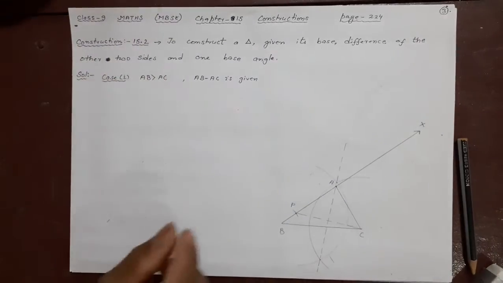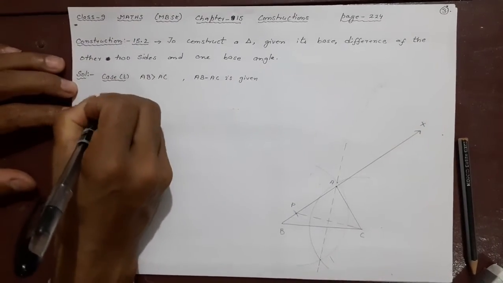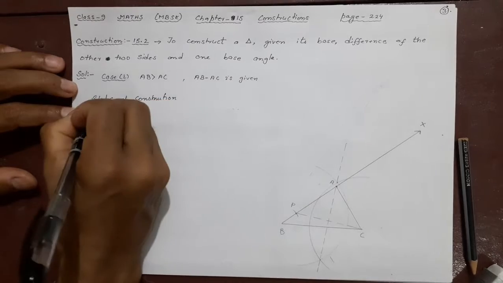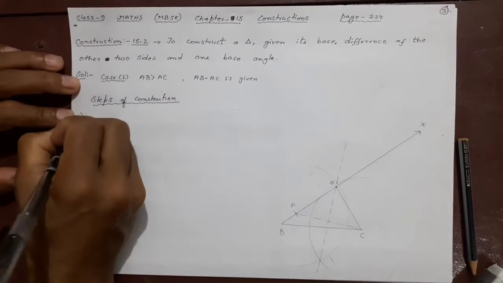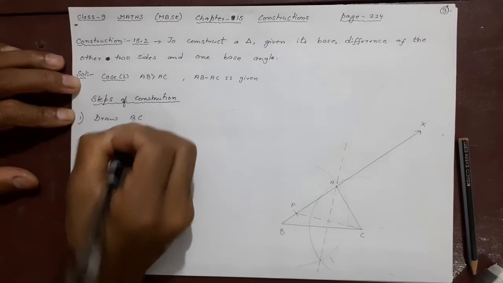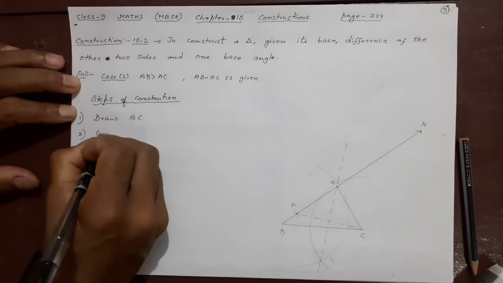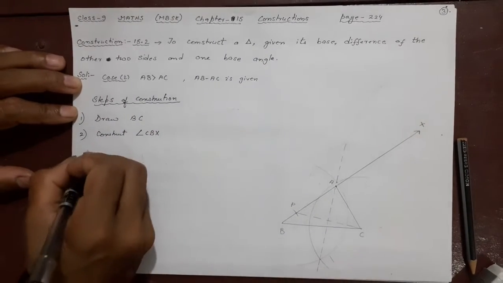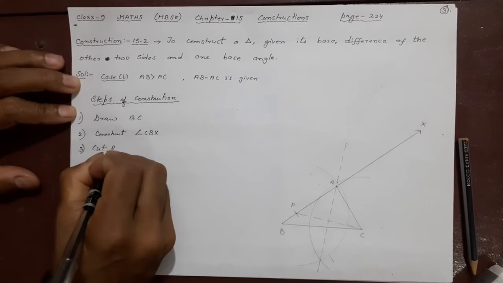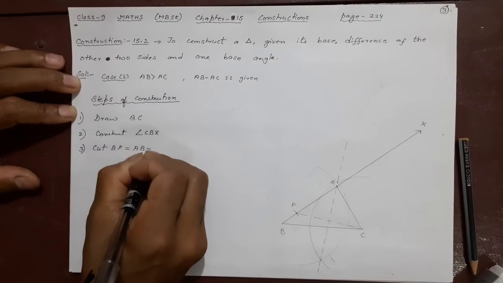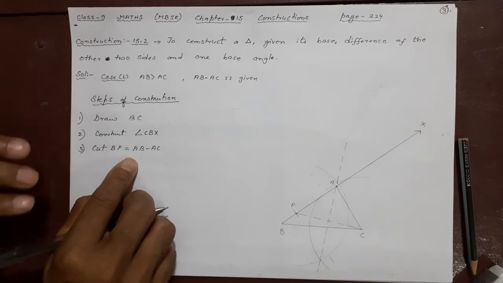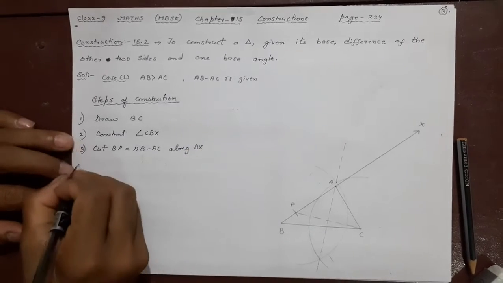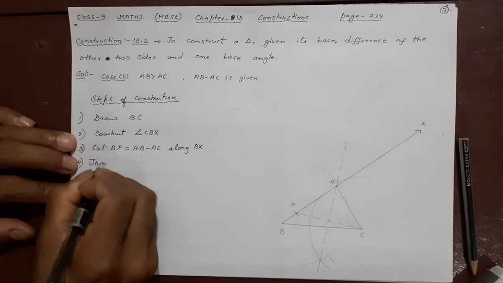Finish. I will rush through the steps of construction because we have a second case as well. Steps of construction. Number 1, draw BC equal to whatever length is given. Number 2, construct angle CBX equal to whatever is given to you. Number 3, cut BP equal to AB minus AC along BX. Important, this step. In the real example there will be values there.